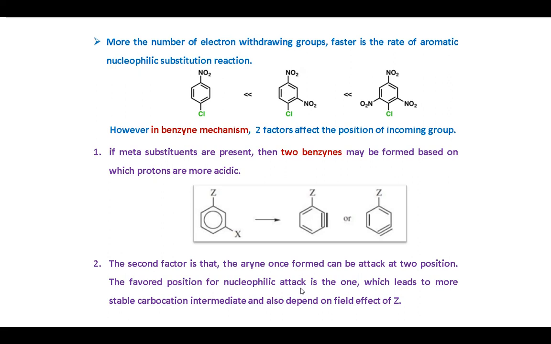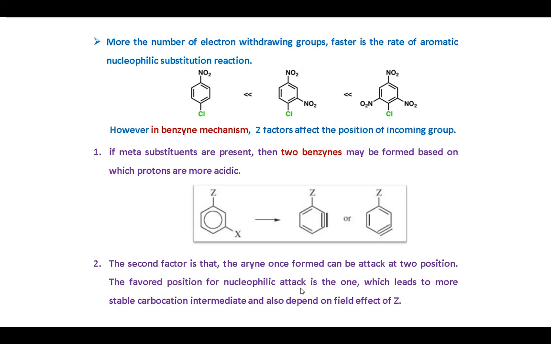Trinitrochlorobenzene is more reactive than dinitrochlorobenzene, which is more reactive than 4-nitrochlorobenzene. In the benzyne mechanism, two factors affect the position of the incoming group. The first factor is that if meta substituents are present, then two benzynes may be formed, based on which protons are more acidic. More acidic protons will be removed in benzyne formation.